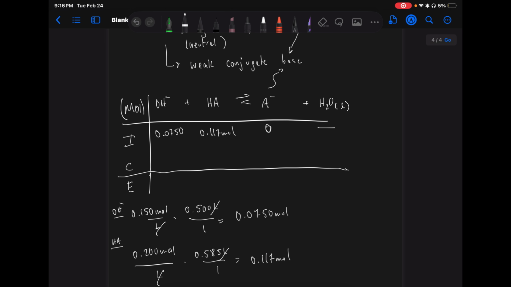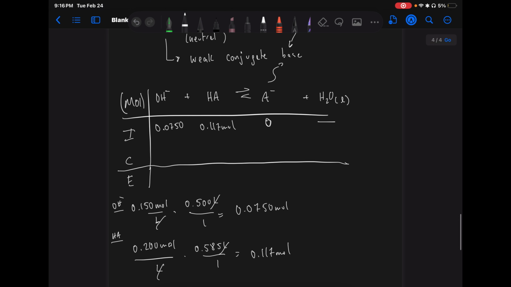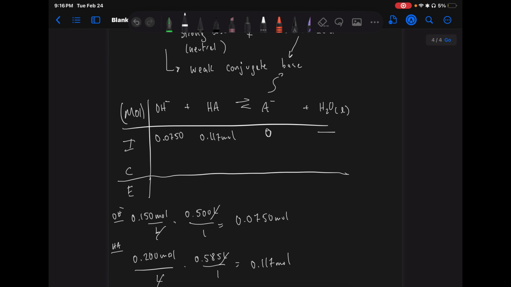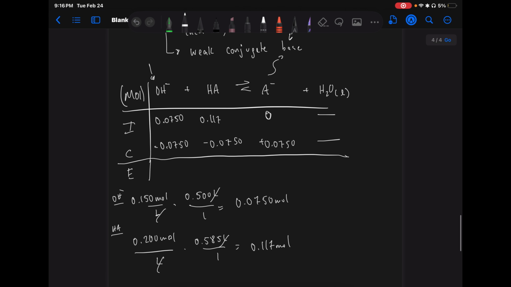Next, what are we going to react? Well, this reaction is going to go to completion because we have a strong base, and the limiting reagent is clearly OH- because we have fewer moles of hydroxide ions. So we could just subtract the amount there, 0.0750. Then this would be plus 0.0750 for A-. So here we're going to be left with 0 moles of hydroxide ions.